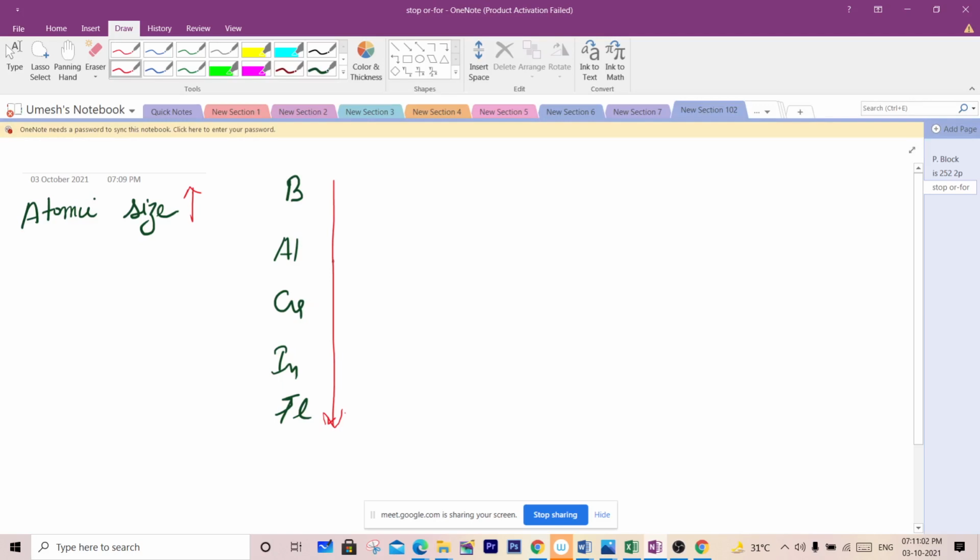But here we have an exception case. The radius of gallium is less than that of aluminum.